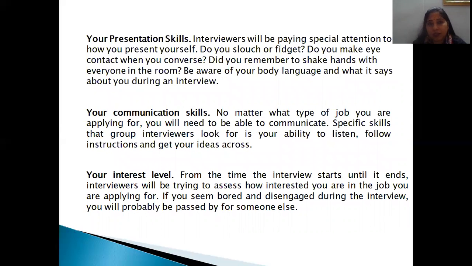Next is your presentation skills. Interviewers will be paying special attention to how you present yourself. Do you slouch or fidget? Do you make eye contact when you converse? Do you remember to shake hands with everyone in the room? Beware of your body language. What it says about you during an interview is what is going to make an everlasting impact on the interviewer. So always remember that your body language speaks a lot about you. Pay attention to your presentation skills, how you are presenting yourself before a number of interviewers.